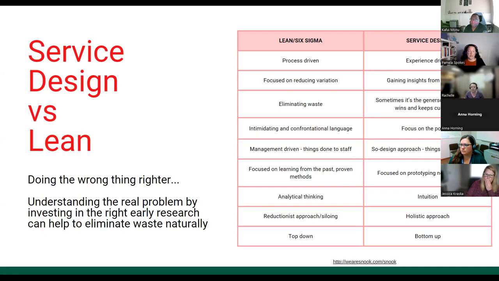You can definitely use service design to get those initial insights, to figure out how you're going to eliminate waste, how you are going to reduce variation, and how you're going to focus and create something. Here they also talk about being focused on learning from the past and proven methods, where service design is very much about looking at what are some new possibilities, what are new ways we can do this, where we might have better outcomes, right?